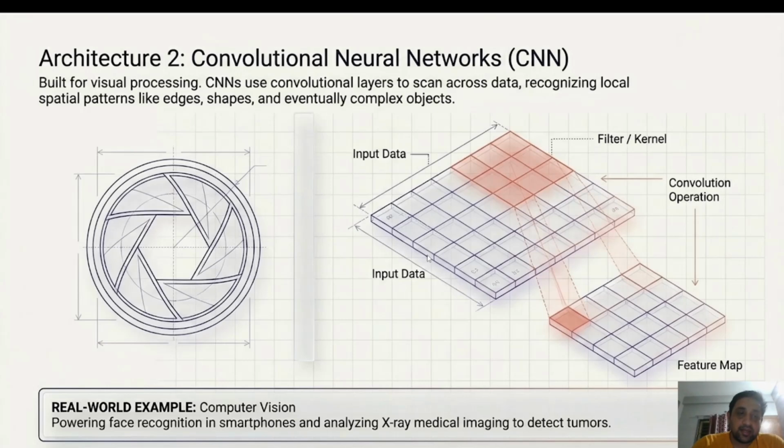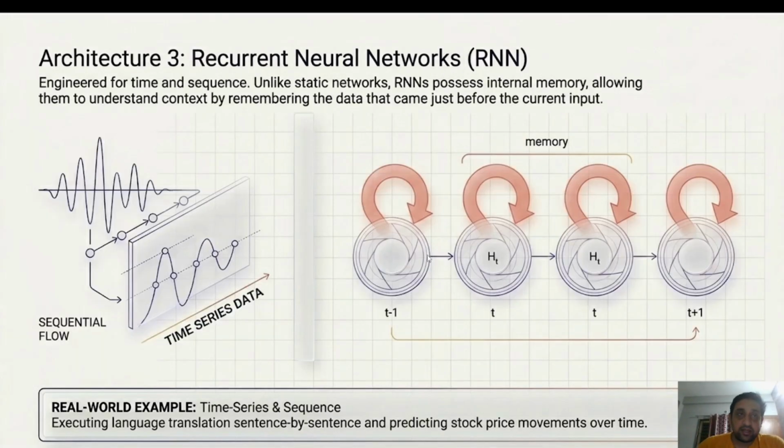When to choose CNN? Any image, video, or spatial data task: face recognition, medical imaging, satellite analysis, quality control in manufacturing. Now, architecture 3, recurrent neural networks.